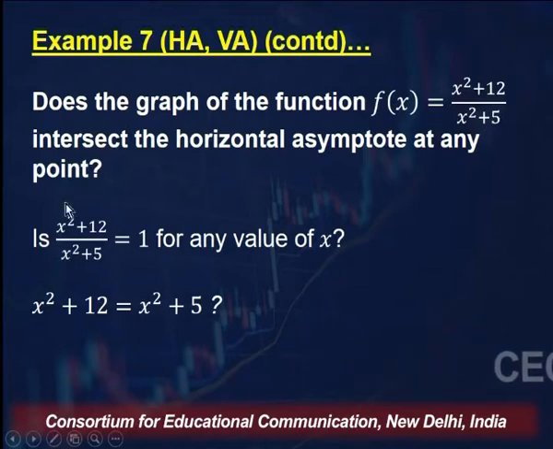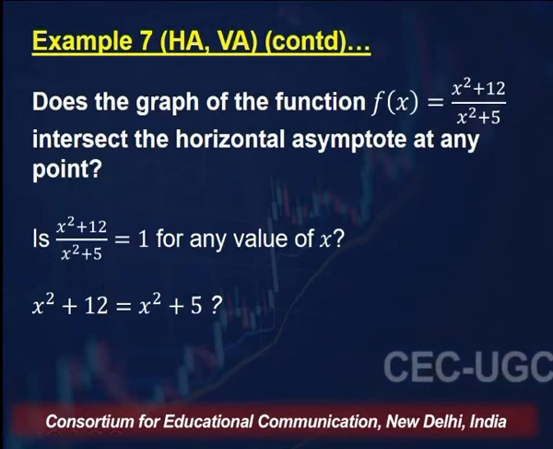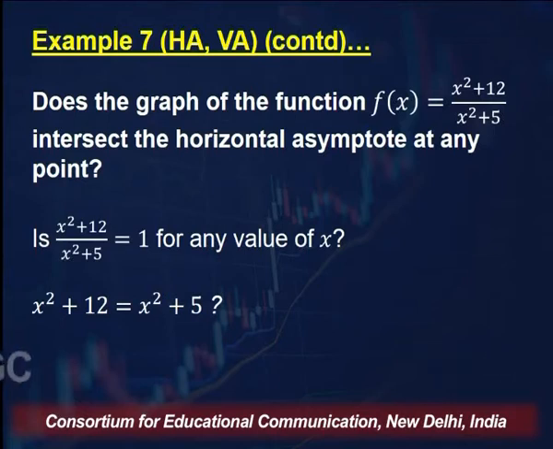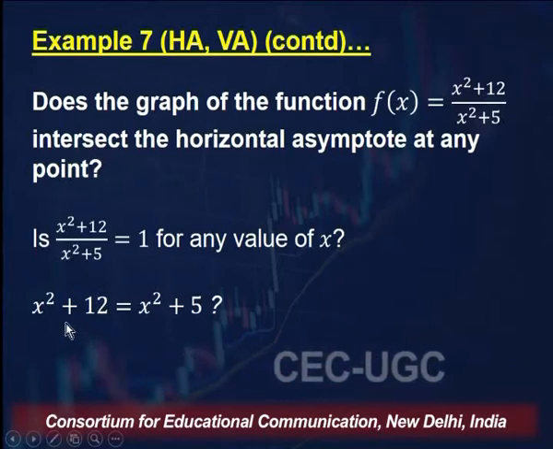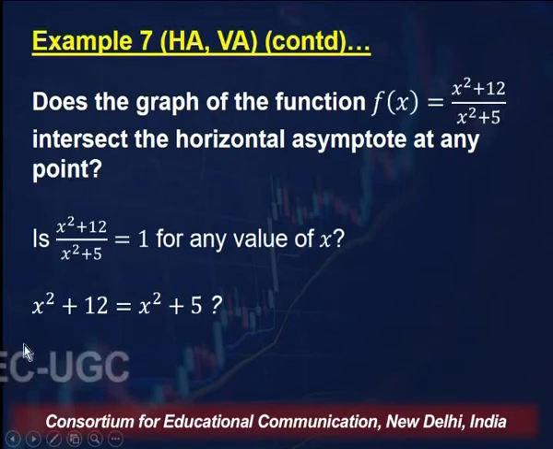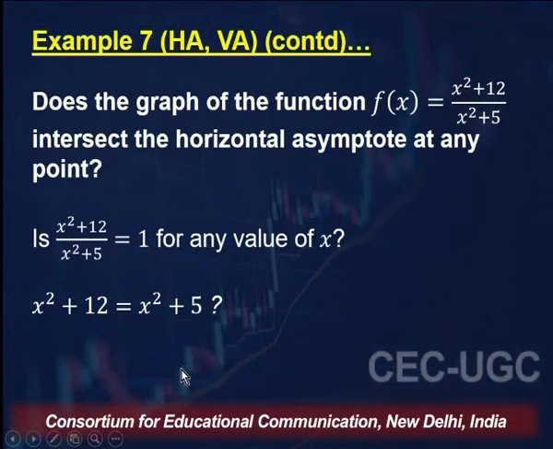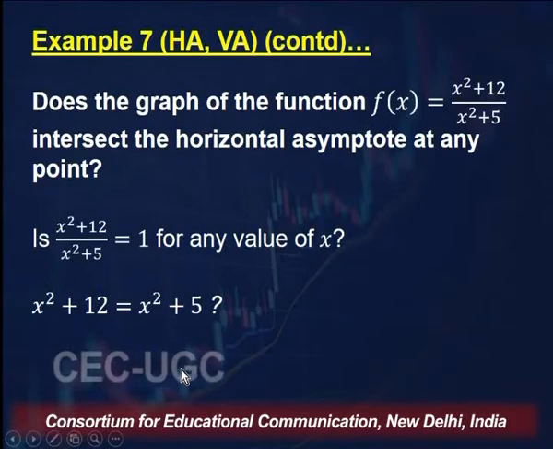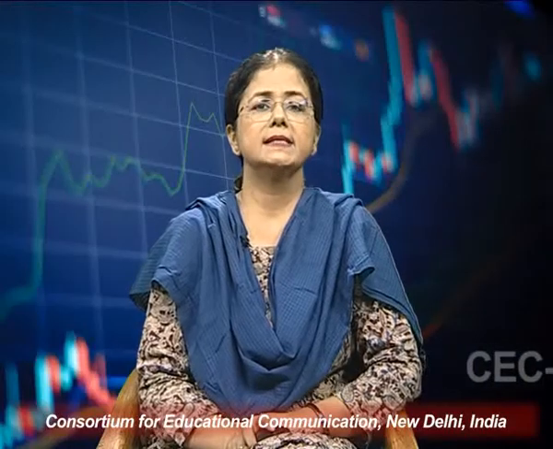So the question basically boils down to asking, is x squared plus 12 divided by x squared plus 5 equal to 1 for any value of x? Now clearly you can see that this is not going to be happening for any value of x, because when you put x squared plus 12 equal to x squared plus 5, the x squared terms will get cancelled on both sides, and clearly 12 can't be equal to 5. So there is no intersection here between the function and the horizontal asymptote, and this is exactly what our graph is also showing, right?